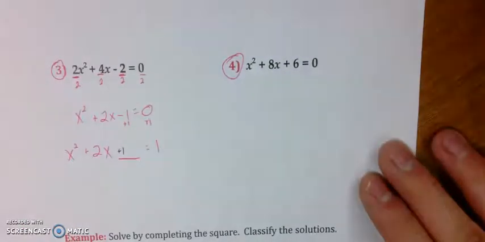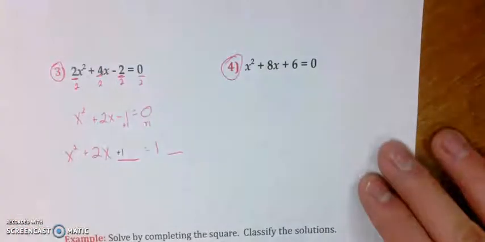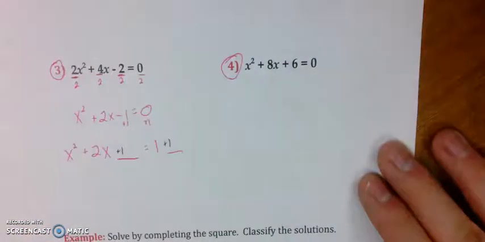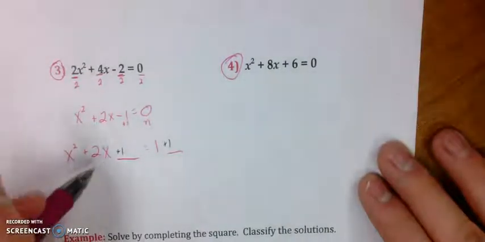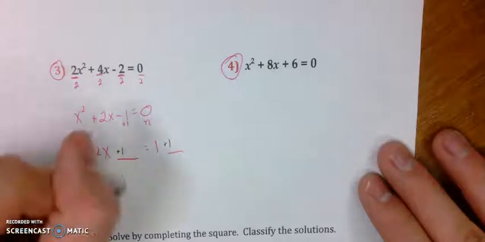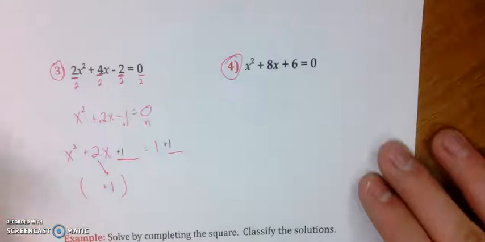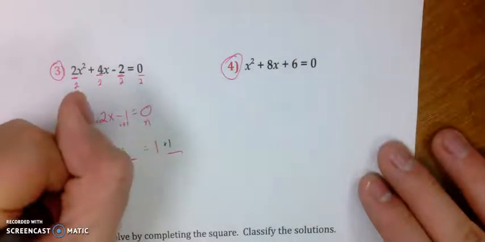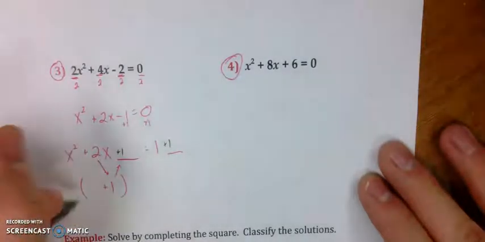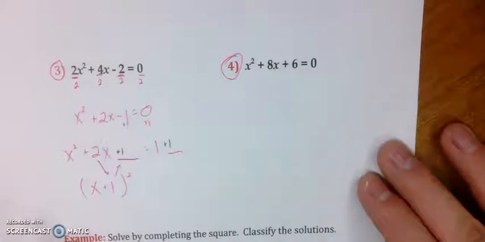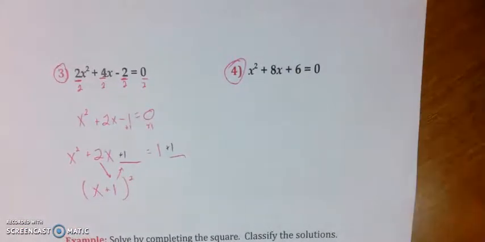Well, that number has to be going on the other side as well. Now, the area where I get this number is, just like we did on the previous page, I'm going to take half of 2, which is a positive 1, and then I'm going to square it. Well, 1 times 1 is just 1. So now, that left side of the equation can factor down into x plus 1 quantity squared.